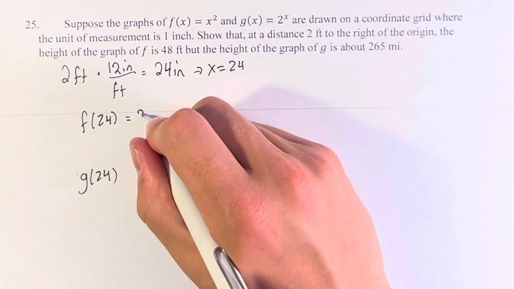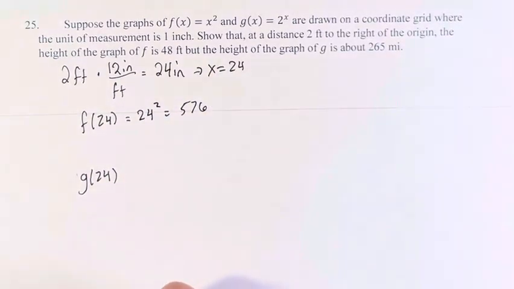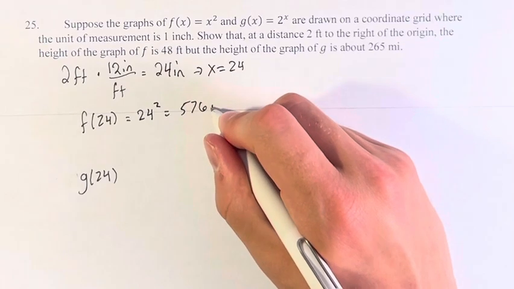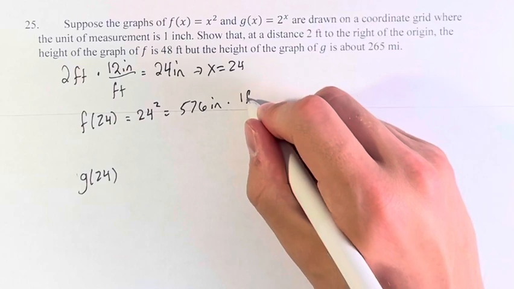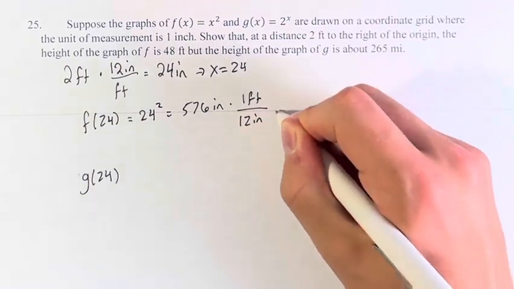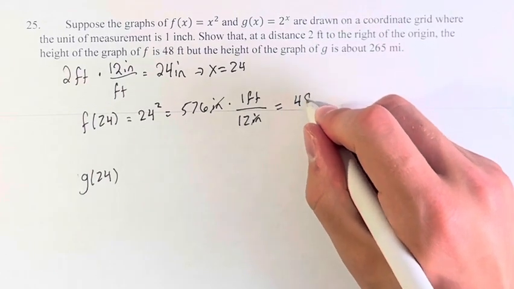So f of 24 is 24 squared, which is 576. This is measured in inches. So again, doing the same conversion, 1 foot is 12 inches. Therefore, 576 divided by 12 is 48 feet.